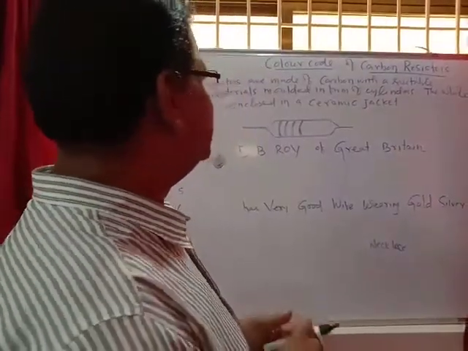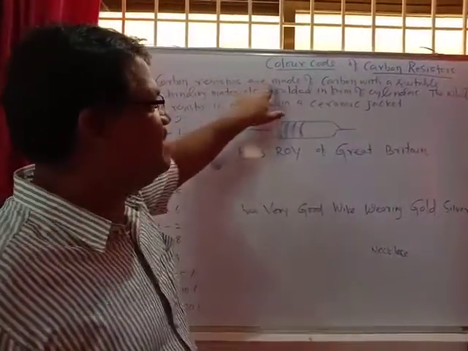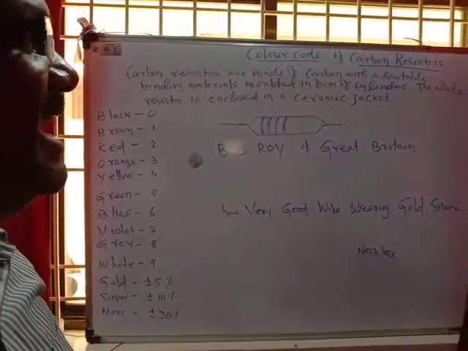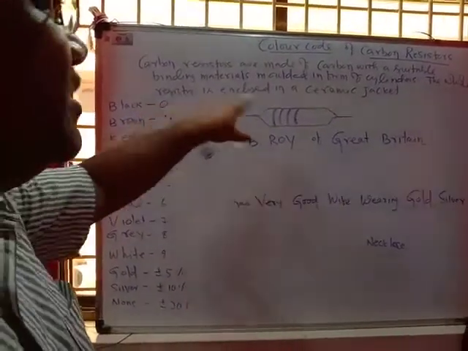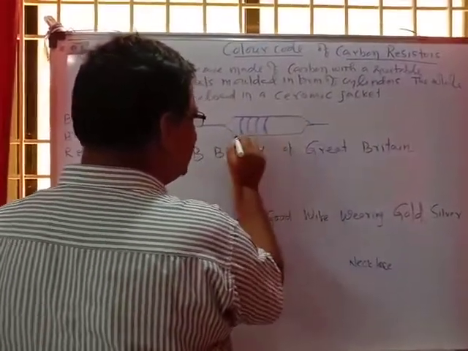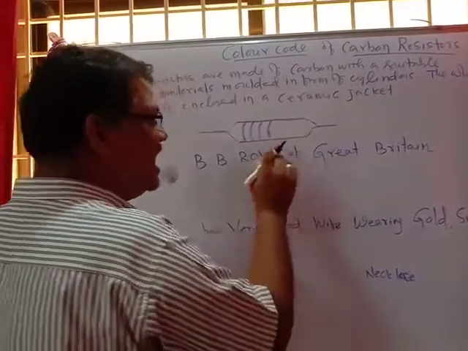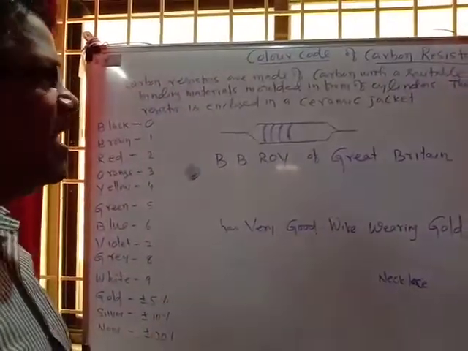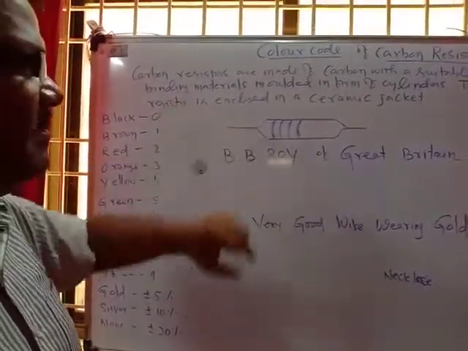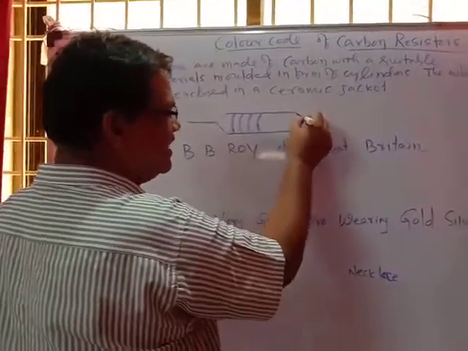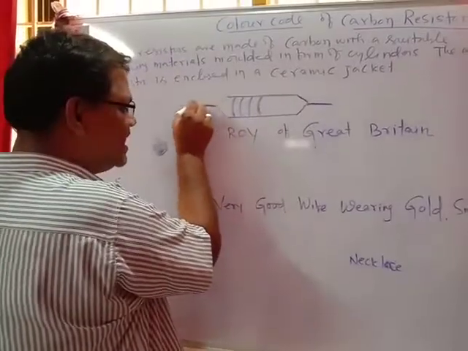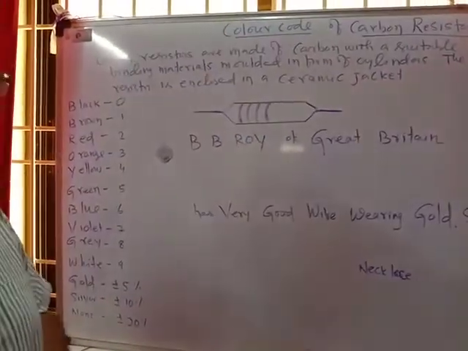So what are carbon resistors? Carbon resistors are made up of carbon with suitable binding materials, molded in the form of a cylinder, and the whole resistor is enclosed in a ceramic jacket. The two metallic terminals are connected at either side, acting as the two ends of the resistor.